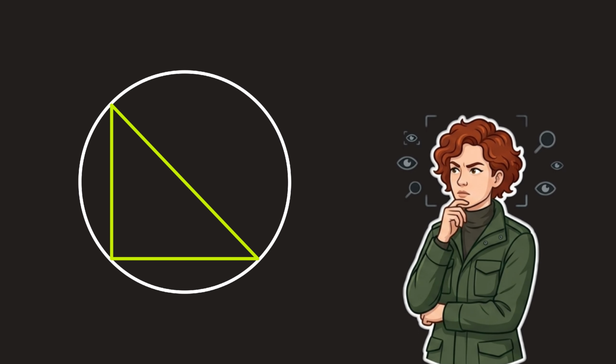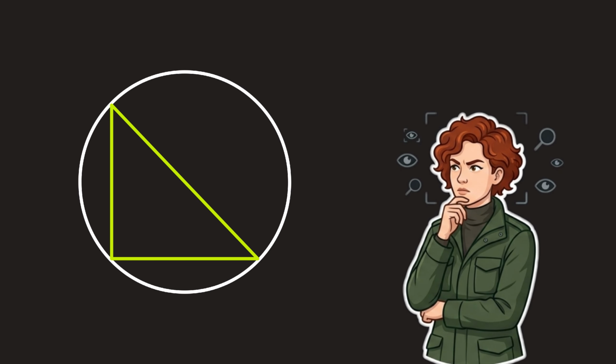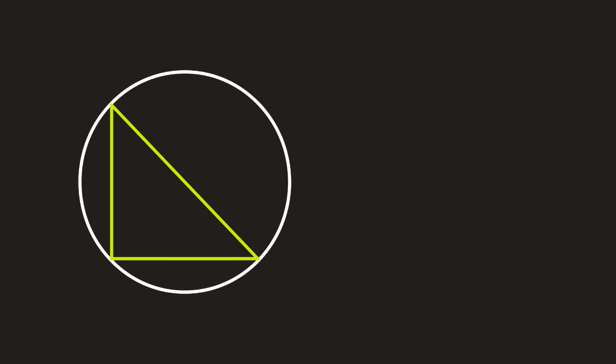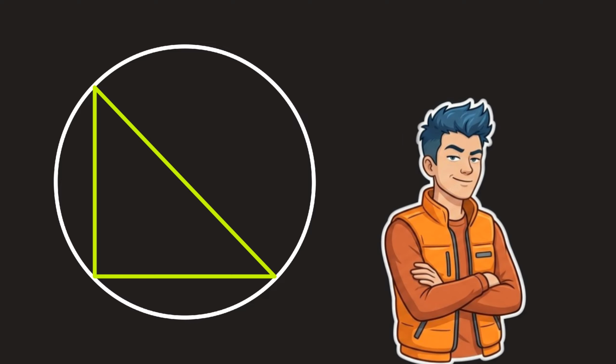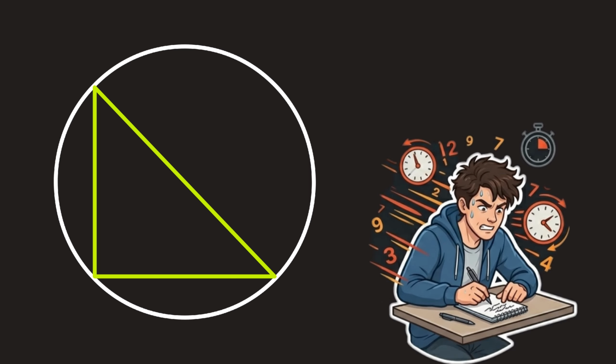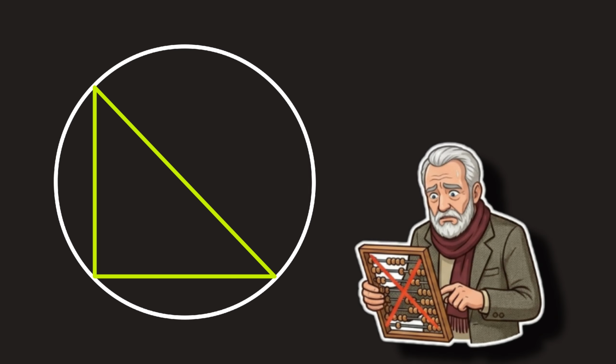Look at this geometry problem. It looks incredibly simple, right? A right-angled triangle sitting inside a circle with a radius of 5 centimeters. Find the area. Easy peasy. But a massive number of students see this on a test, rush through it, and get it completely wrong.